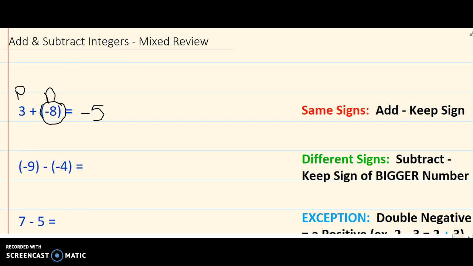Here, we have a double negative. As soon as you see that, you should turn that into a positive. So 9 is negative. This is now negative 9 plus 4, so the 4 is positive. The signs are different. Subtract. 9 minus 4 is 5. Keep the sign of the bigger number. So the answer is negative 5.